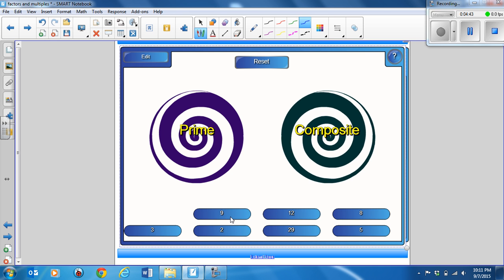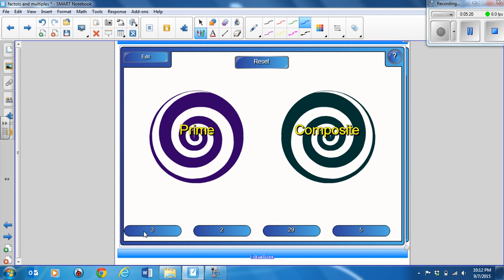9, we can do 3 times 3, so that would be composite. 16, that would be 4 times 4 or 2 times 8. 12 would be 3 times 4 or 2 times 6. 39. Now say 39, I'm not quite sure. We definitely need to know our prime numbers up to at least 20, if not 30. I know that 3 times 13 equals 39, so that would be a composite number. 2 times 4 is 8. 3 times 10 is 30.